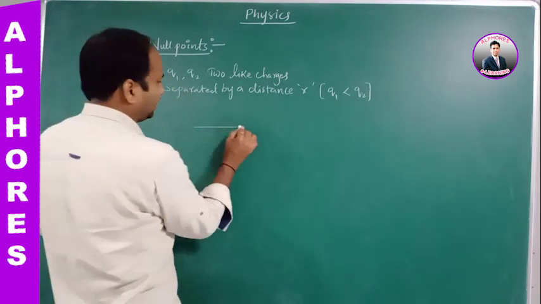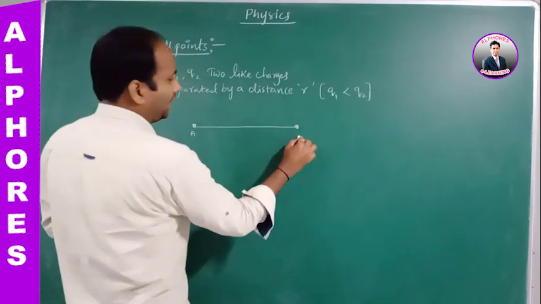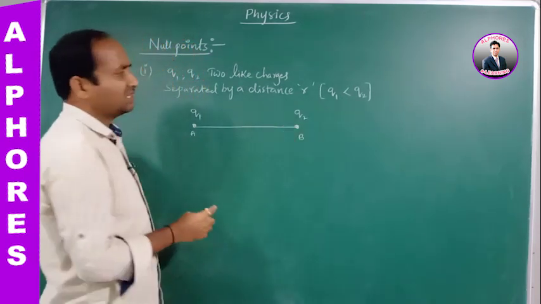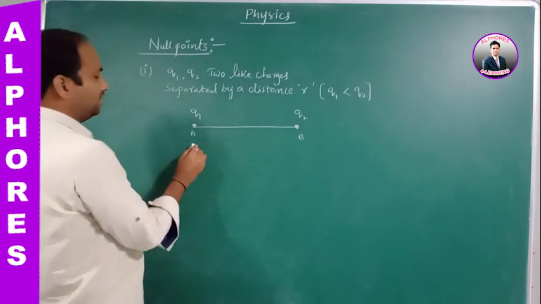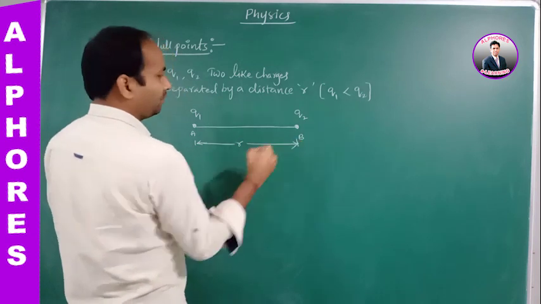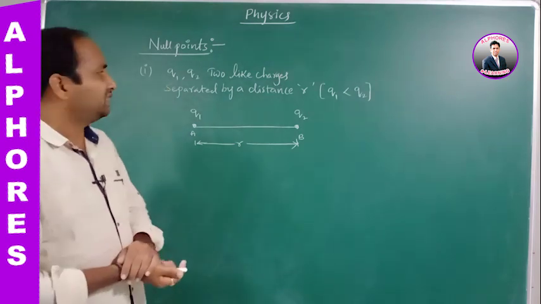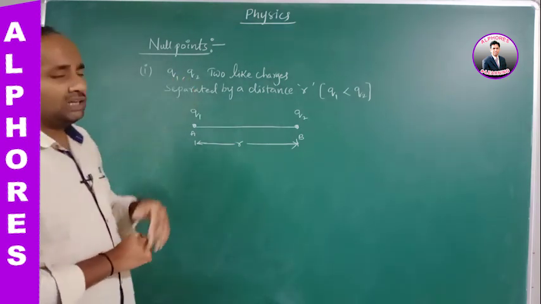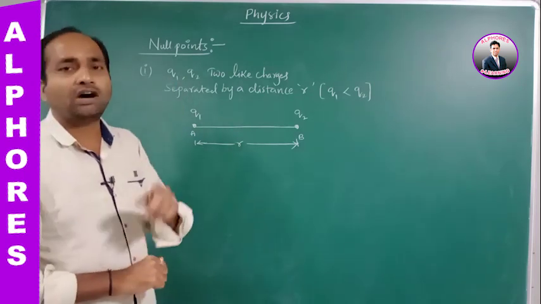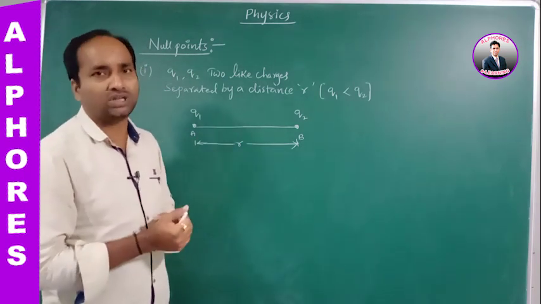So here we are taking two charges kept at the points A and B. Two charges are taken, Q1 and Q2. R is the separation between the two charges. Now in such conditions, whenever we are calculating the position of the null point between two like charges, the null point is always obtained in between the system of two charges.